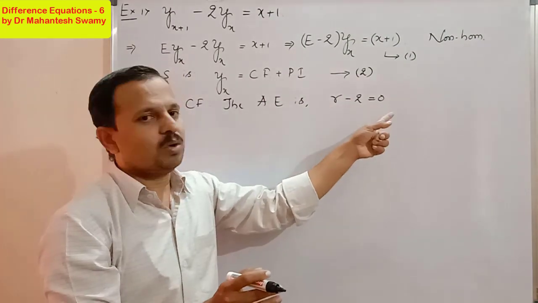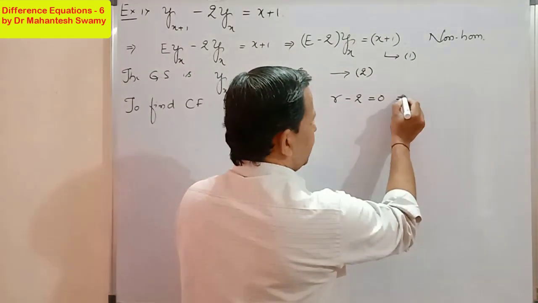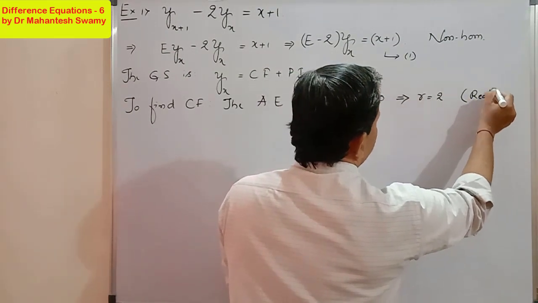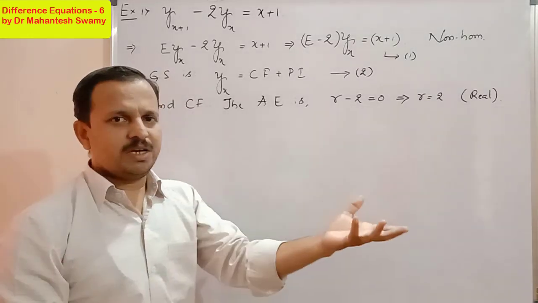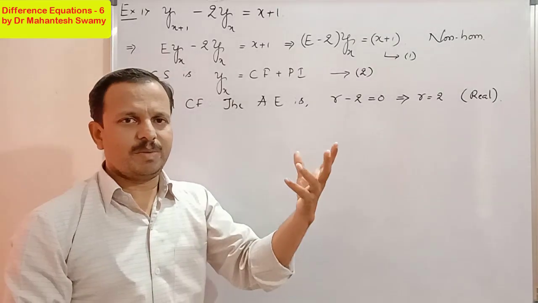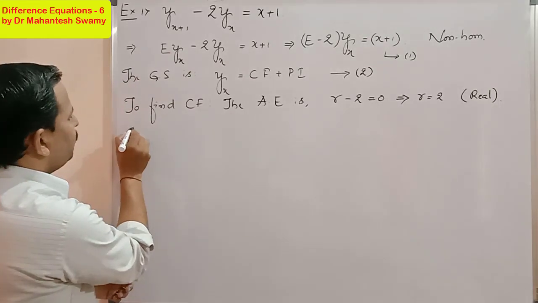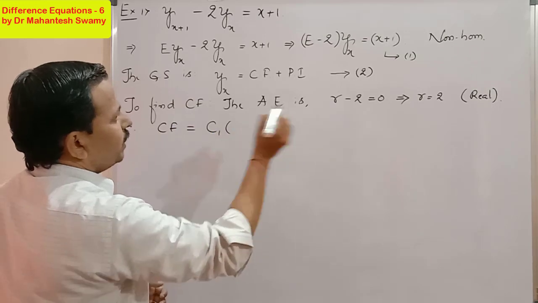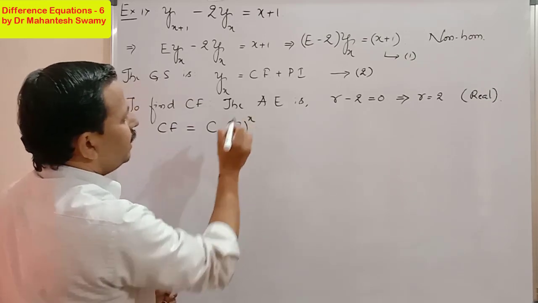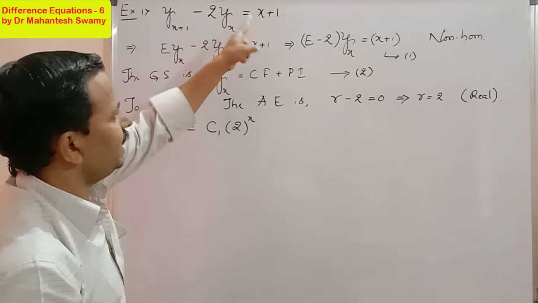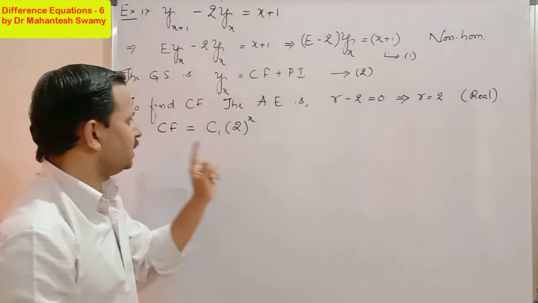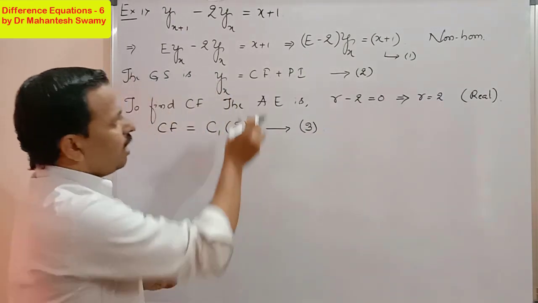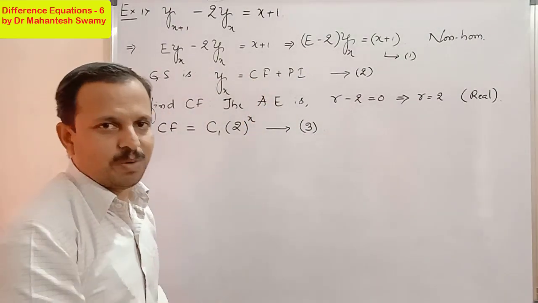So it is r - 2 = 0 and its root is r = 2, which is real. So when the root is real, it is very simple, it is a single root, so the complementary function can be written very easily. Therefore, the complementary function is c1 into whatever root we got, that is 2 to the power of the independent variable x. Independent variable is x, therefore it is c1 2^x. That is the complementary function. Let us call it equation number 3. So half of the problem is completed. We have computed the complementary function.